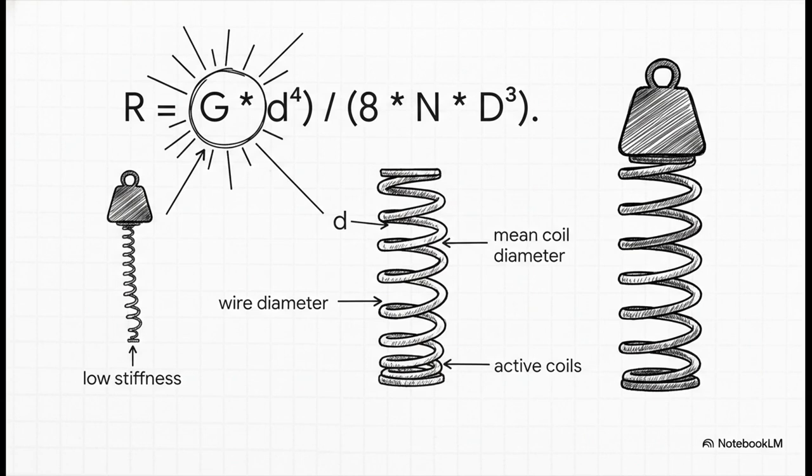But hang on, look at that D, the wire diameter. It's raised to the fourth power. This is, without a doubt, the most important thing to see on the slide. A tiny, almost invisible change in the wire's thickness has a huge exponential effect on the spring's stiffness. As a designer, that D is your most powerful tuning knob by far.